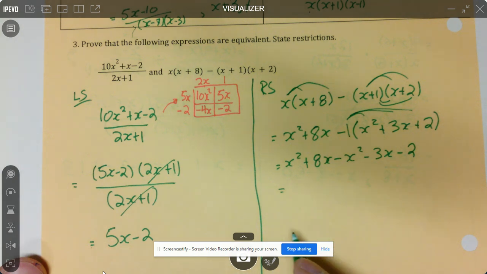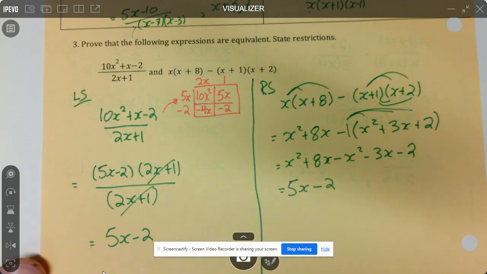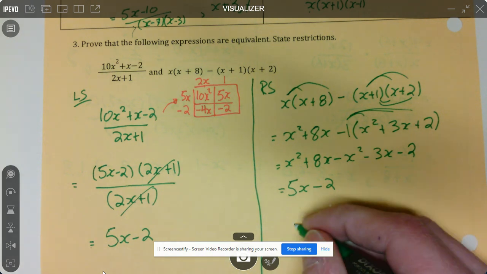I have no more x squareds. 1 minus 1 is 0. 8x minus 3x is 5x, and then minus 2. So we've proven that for any values of x, the left side is always going to be equal to the right side. They simplify to the same expression.